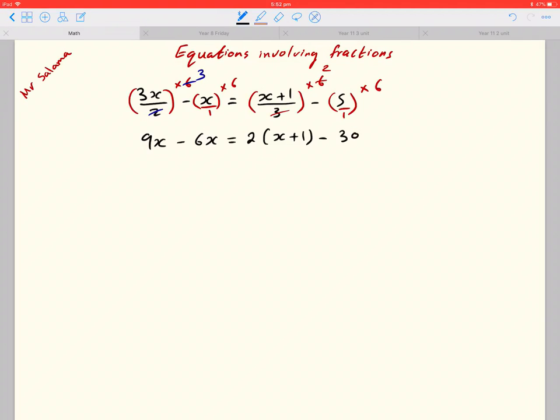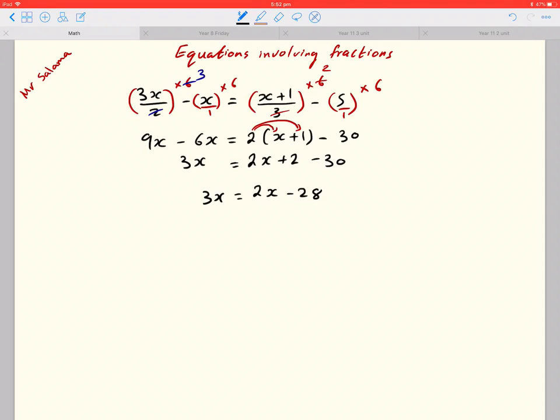Collect the like terms and expand at the same time. 9x minus 6x is 3x. Right hand side, we have 2 outside of x plus 1. Don't forget, it's 2 times x, then 2 times positive 1. Therefore, I'm going to get 2x plus 2 minus 30. Simplifying this further, collecting the like terms, 2 minus 30 is minus 28, so I'll end up with 2x minus 28, and this side will be 3x.